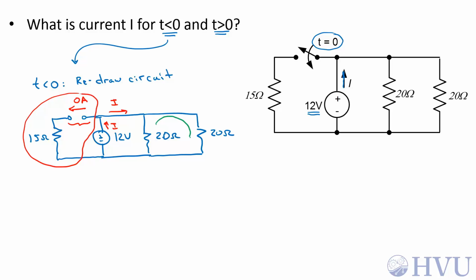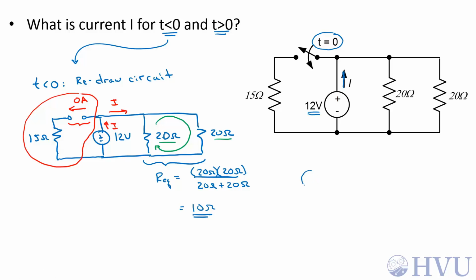If I do KVL around this loop, these two 20 ohm resistors are in parallel. So the equivalent resistance, Req, is equal to the product of the two, 20 ohms times 20 ohms, over the sum of the two, 20 ohms plus 20 ohms. 20 times 20 is 400 over 40 is equal to 10 ohms.